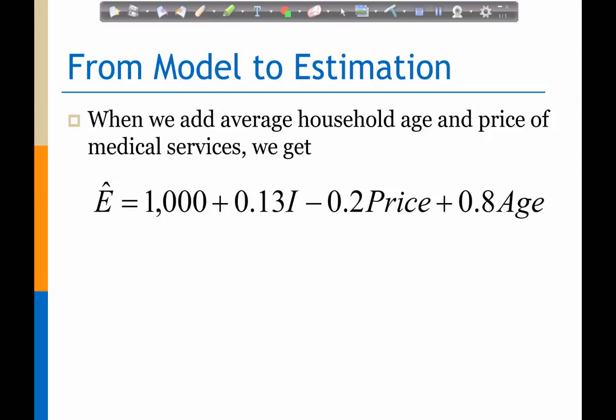What I found is that predicted expenditures equal 1,000 plus 0.13 times income minus 0.2 times price plus 0.8 times age. And what I really just want to show you is that we still have a positive relationship between income and expenditures. We have a negative relationship between price and expenditures. As medical services get more expensive, expenditures do fall. And as age increases, so do expenditures.